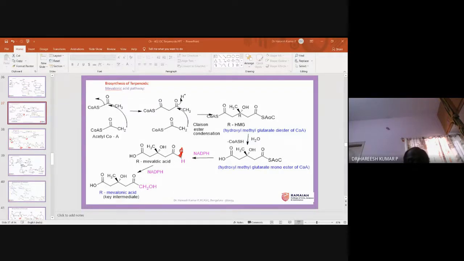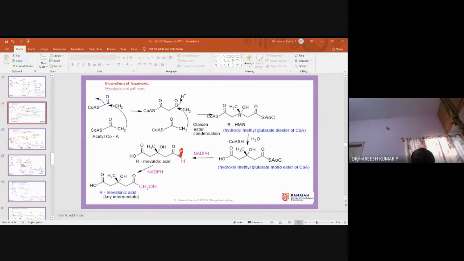So this, on treating with water, what will happen? There will be a new bond formation between this oxygen and this carbon. So that is how borneol is obtained. This borneol undergoes oxidation. I know that you know that in biological systems, the oxidizing agent is NAD plus.